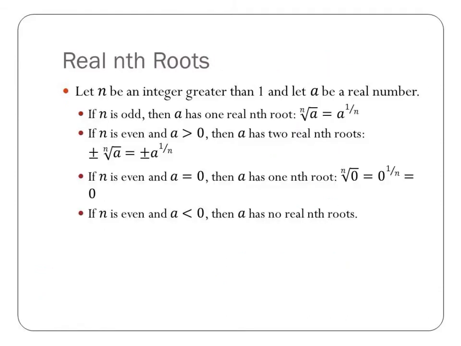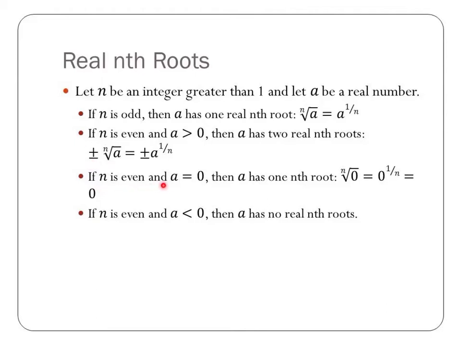Alright, so a few notes here. If n is an integer greater than 1, so 2, 3, 4, 5, if n is odd, so remember n here is your index, then a has one real root, and it's just whatever a to the 1/n is. If n is even, so you're looking at a square root, 4th root, and you have a number underneath that's greater than 0, then we're going to have two real roots, and so we're going to add our plus or minus in front, because remember when you take the square root of 4, you get plus or minus 2, so that's that case.